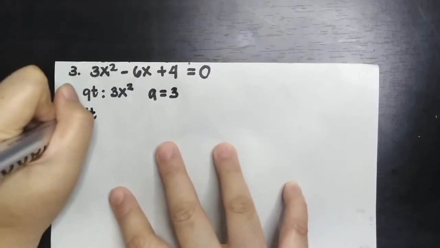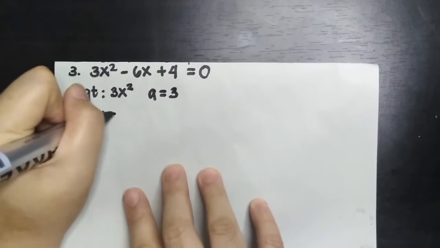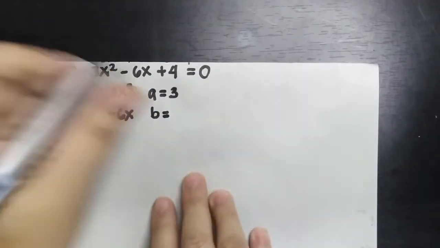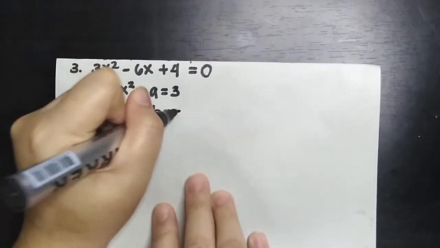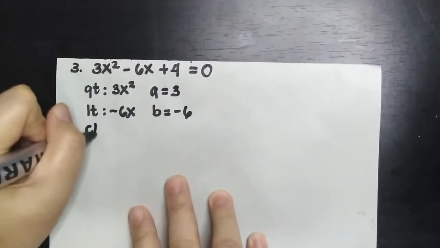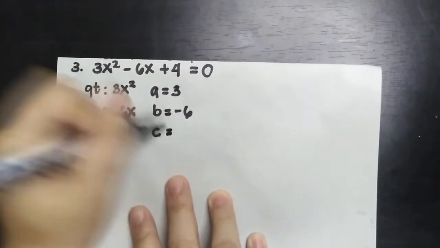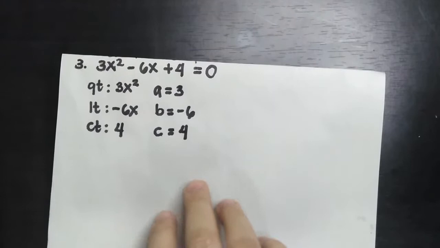How about the linear term? That gives us negative 6x, which also gives us the value of coefficient b equal to negative 6, and the constant term gives us 4, and the value of c is also 4.